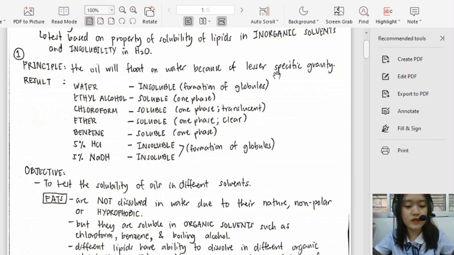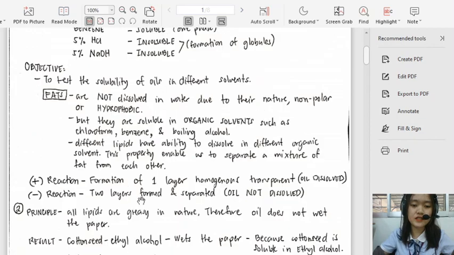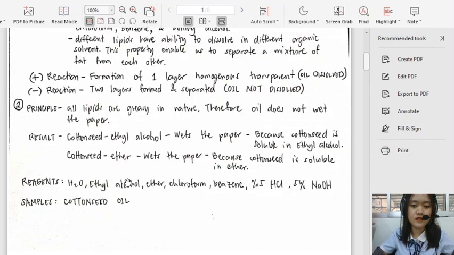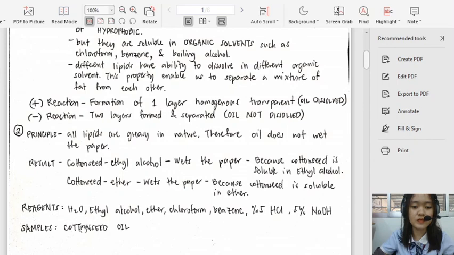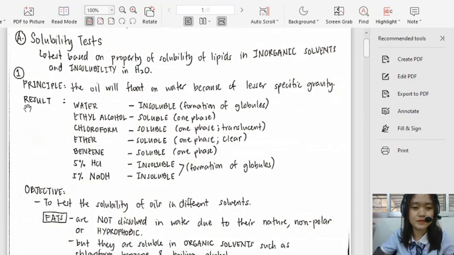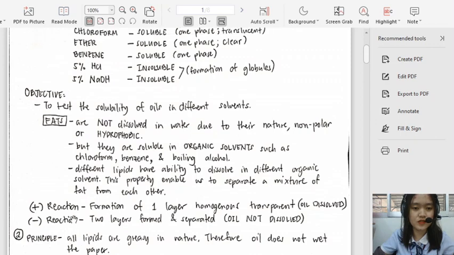Pipette 1 ml of the following solvents in separate stoppered vials. Distilled water, ethyl alcohol... Okay, so you have your reagents. Ang reagents is water, ethyl alcohol, ether, chloroform, benzene, 5% HCl, 5% NaOH. Okay, samples used: you have your cottonseed oil. For both subtests, itong binigay ko na reagents and samples for both subtest 1 and subtest 2 na ito.